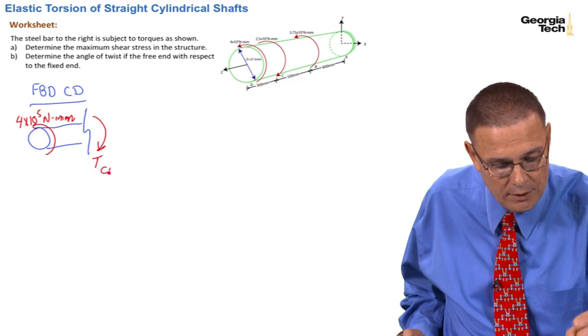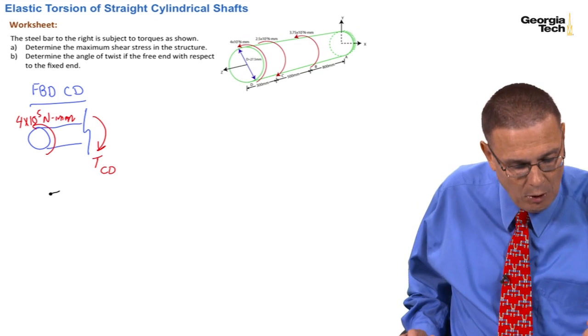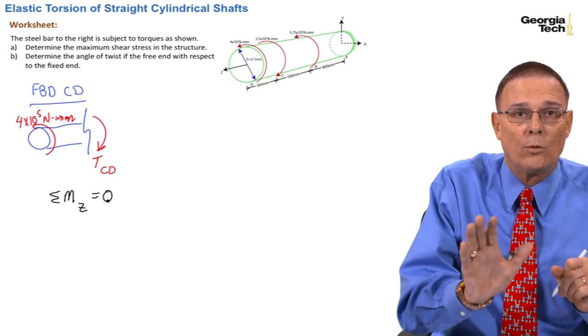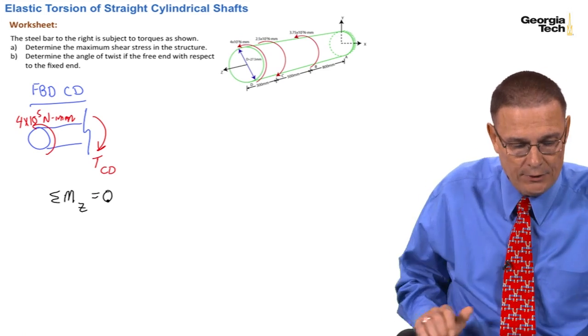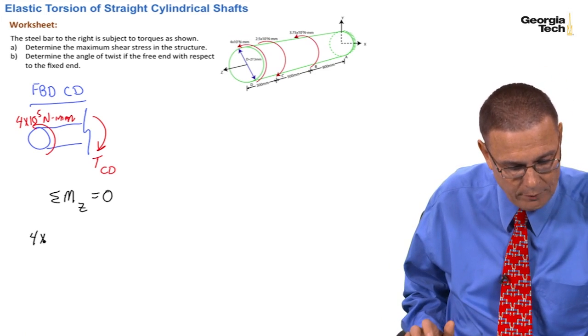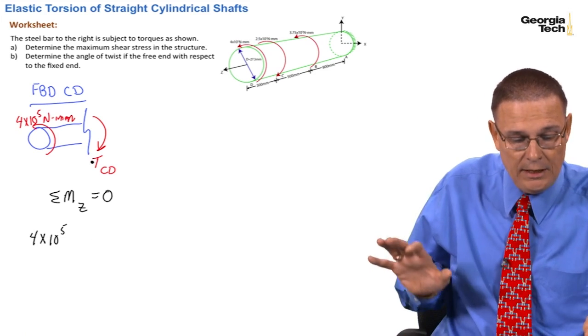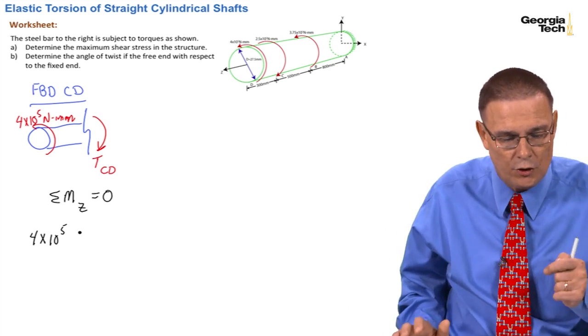T sub CD. To find out what T sub CD is, I'll sum moments in the Z direction, set it equal to 0. By the right-hand rule, 4 times 10 to the 5th is in the positive Z direction. So I've got 4 times 10 to the 5th. And then TCD is in the opposite direction. And I'm leaving units off because the units are shown on the diagram.